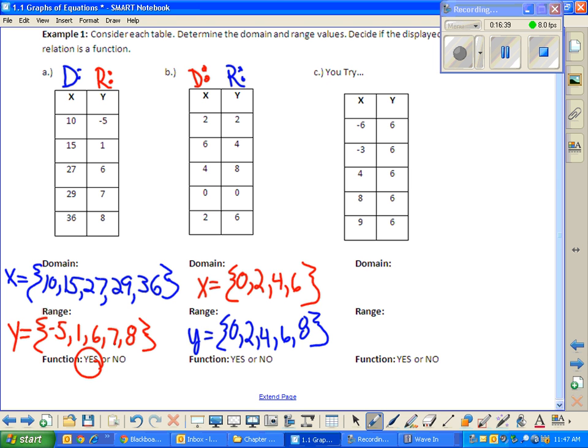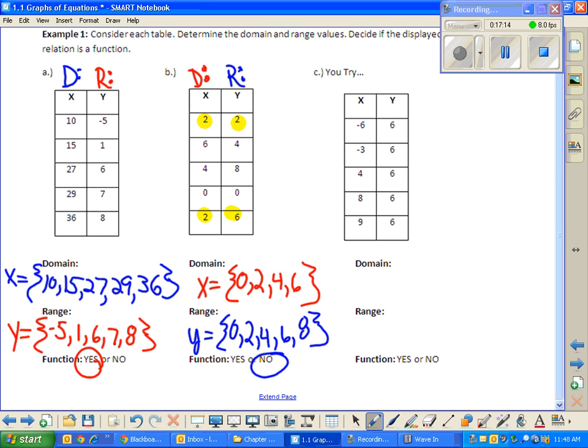What I see when I decide if this is a function or not, the thing that catches my eye is that I have the input of 2 mapped onto initially an output of 2, but then I have it listed again, an input of 2 mapped onto a different output of 6. That input 2 is mapped onto 2 different outputs. That is not a function. Each input must be mapped onto exactly one output, so that's not a function.